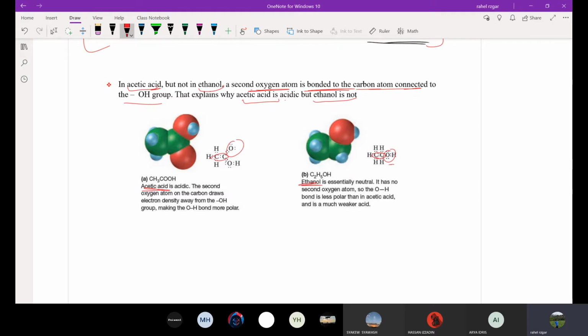It's just neutral. It's nothing. It's not acidic. Even though acetic acid is a weak acid, even though only 1.7% of acetic acid will ionize, still this hydrogen can be donated. Still, this hydrogen can become acidic. But in ethanol, we don't care about this. We don't care about this part.